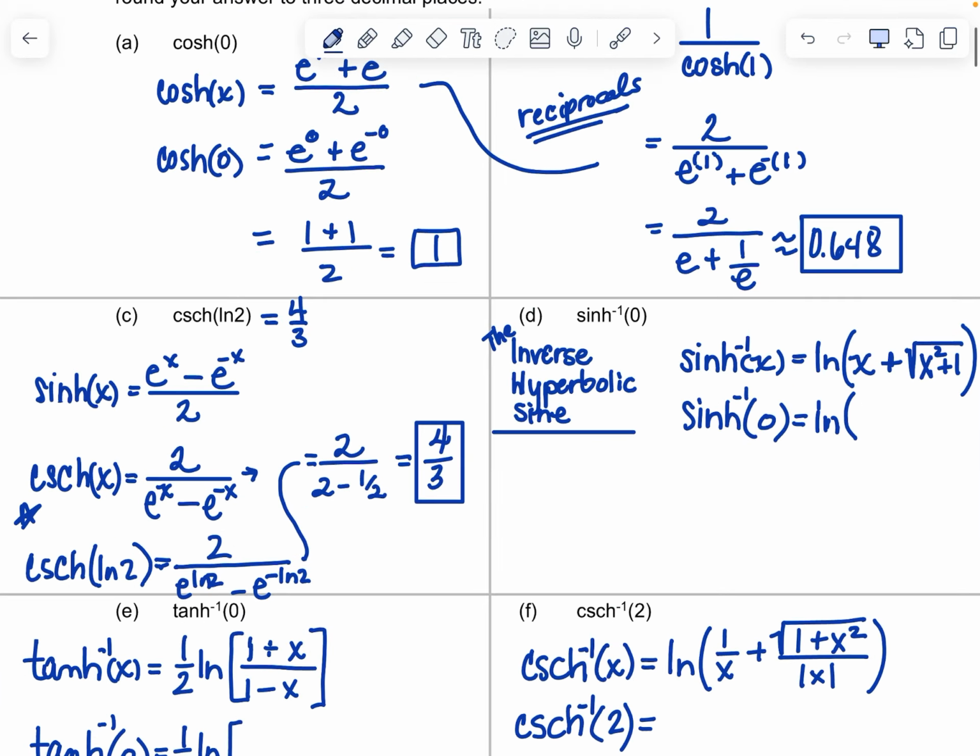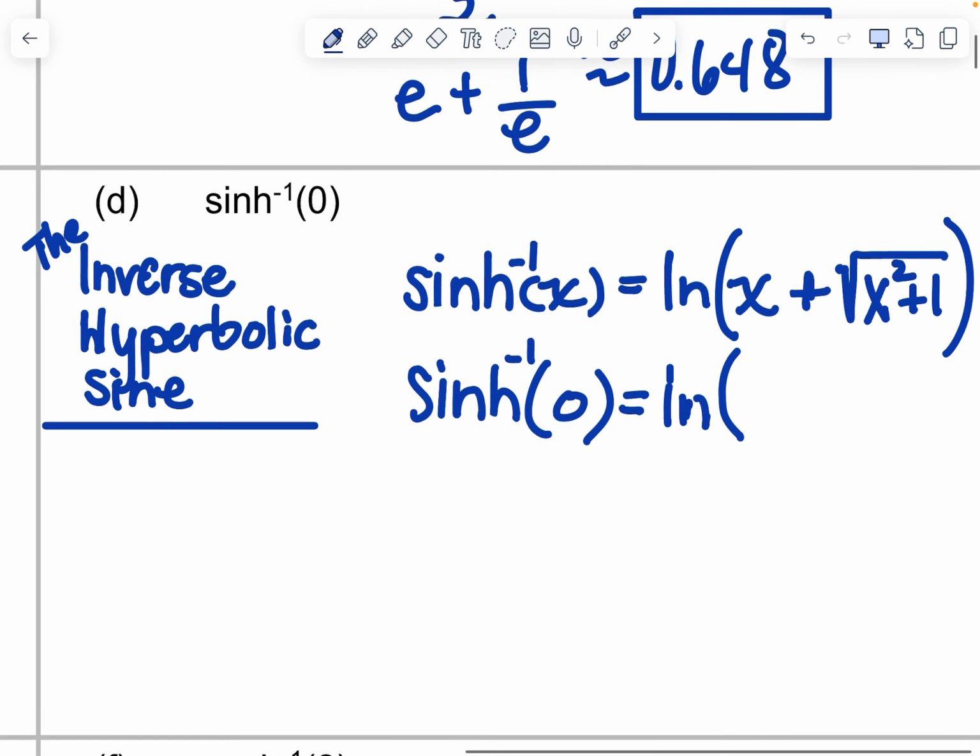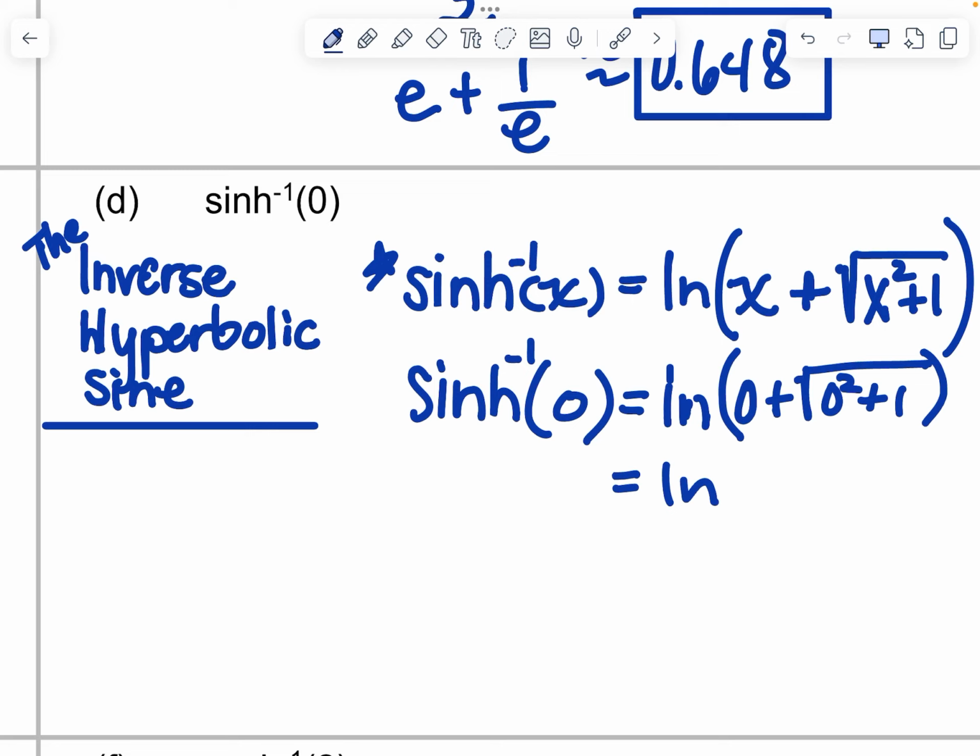And then we have the inverse hyperbolic sine. That is what it looks like. The hyperbolic inverse of sine is that function. So it is an ln, as you could guess, since e to the x is the inverse of ln of x. So you could picture that there's some kind of ln involved here. We have the hyperbolic sine inverse of 0. So we get ln of 0 plus the square root of 0 squared plus 1. That's going to give us an ln of 1, which is just going to be equal to 0. So our answer here is equal to 0.